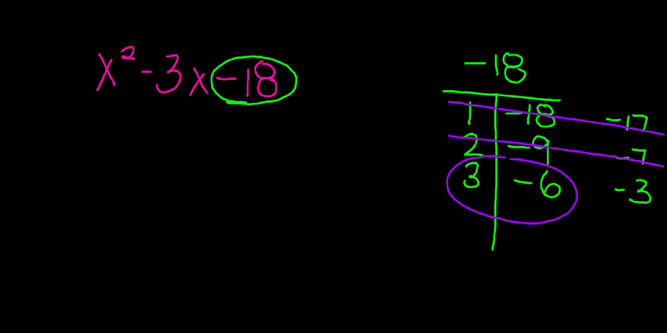We're going to go ahead and set up our parentheses. We will build our x squared with an x times x. And we will build our negative 18 with a plus 3 and a minus 6. Hopefully you got that question right, because now we're going to move on to something just slightly different.